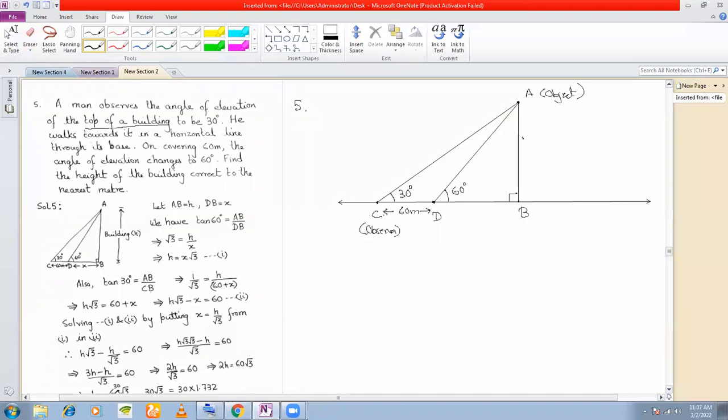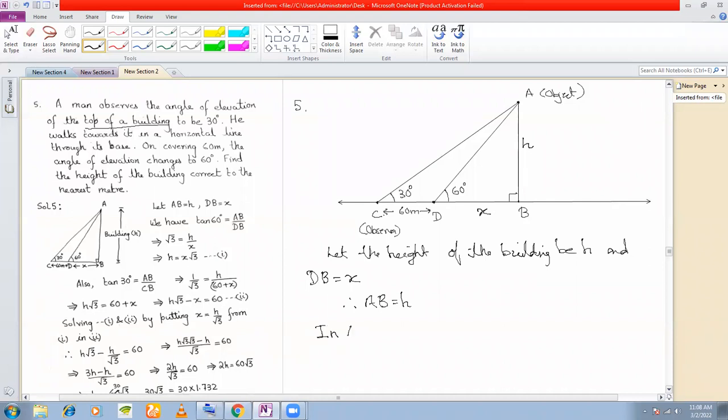If I take the height of the building as H, and the length DB as X, so let AB, the height of the building, be H, and the length DB is equal to X. Therefore AB must be equal to H, right? Now we'll use tan 60 in triangle ABD.